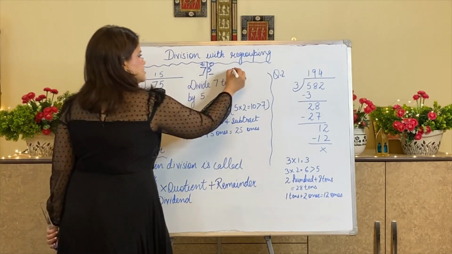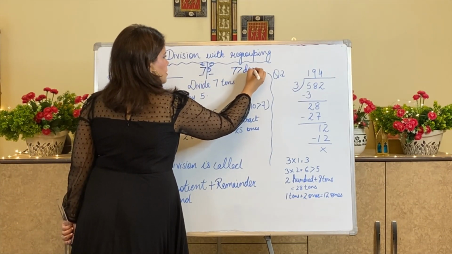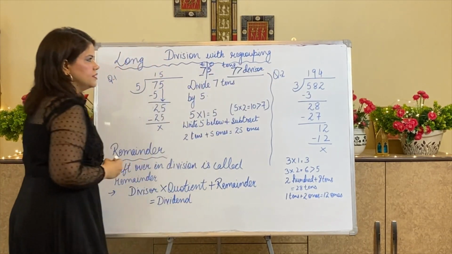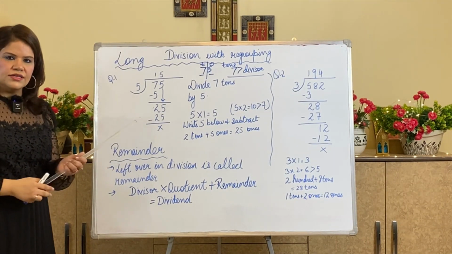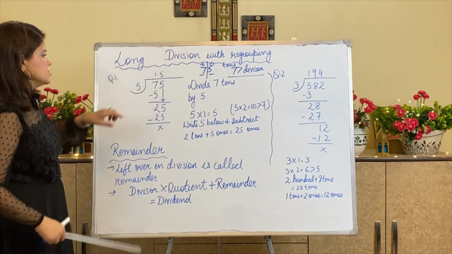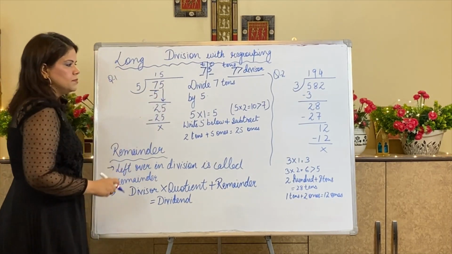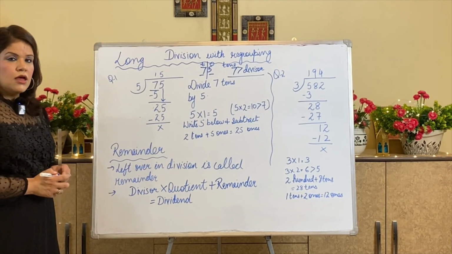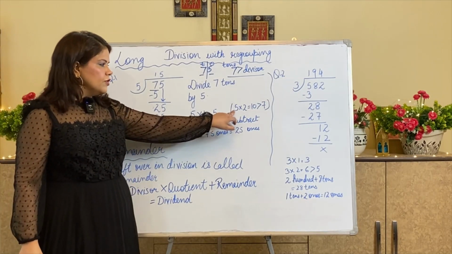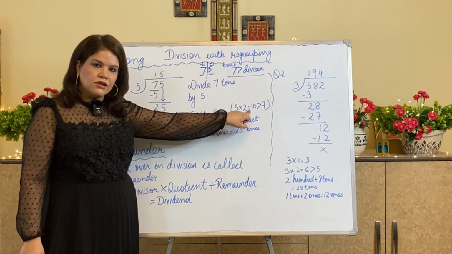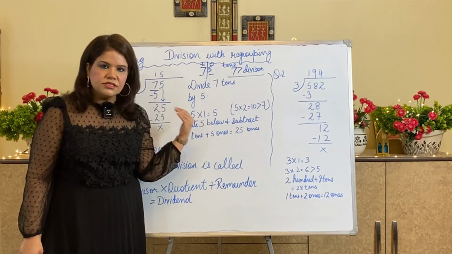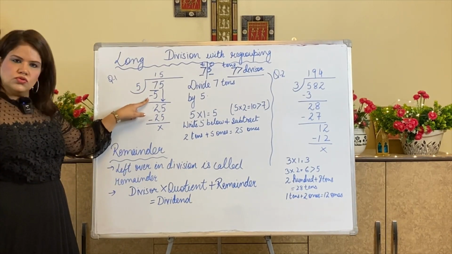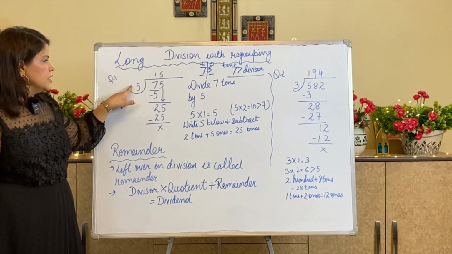Since 7 is greater than my divisor, I told you I am going to check the tens digit of the dividend, and that should be greater than the divisor to start dividing. Now since 7 is greater than 5, that means 5 into 1 is equal to 5. It can be solved with it. Why not with the 2? Because if I do 5 into 2, it comes out as 10, which is greater than 7. I can't subtract a smaller number from a bigger number. This number should be bigger than this to subtract. So that's why I am taking 5.